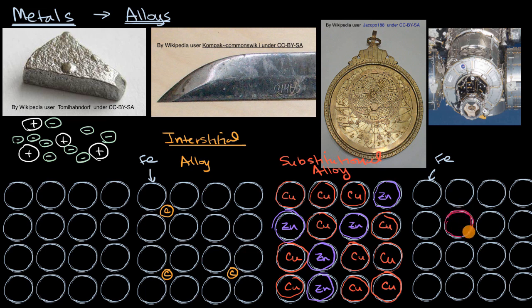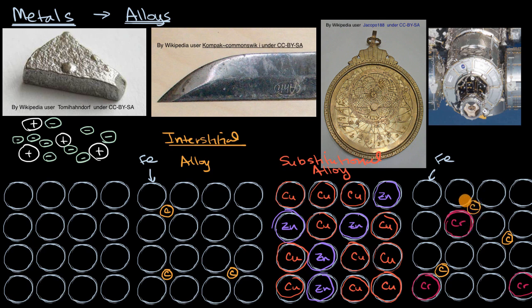Chromium has a similar radius to iron. It's not exactly the same, but it is close. So maybe a little chromium there, a little bit of chromium right over there, a little bit of chromium right over there. And if it was just iron and chromium, we would call it substitutional, but it also has carbon, and carbon has a smaller radius. So maybe a little bit of carbon fitting in the gaps between the larger atoms there, a little bit of carbon there, a little bit of carbon right over here. And so this is an example of an alloy that is both interstitial and substitutional.